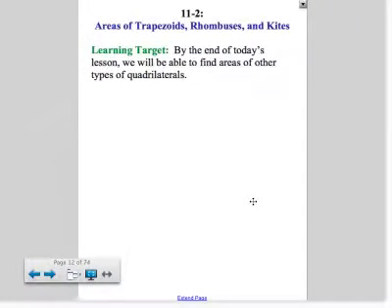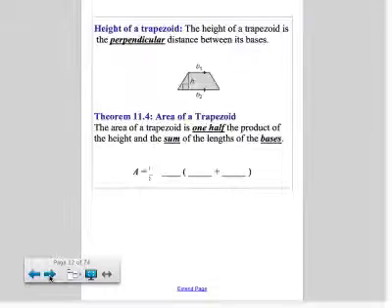Section 2, we're looking at finding areas of trapezoids, rhombuses, and kites. And again, there are just going to be a couple more formulas here that you're going to have to memorize and understand how and when to use them given various figures when asked to find areas. So the first deal is obviously we have to go over these formulas.